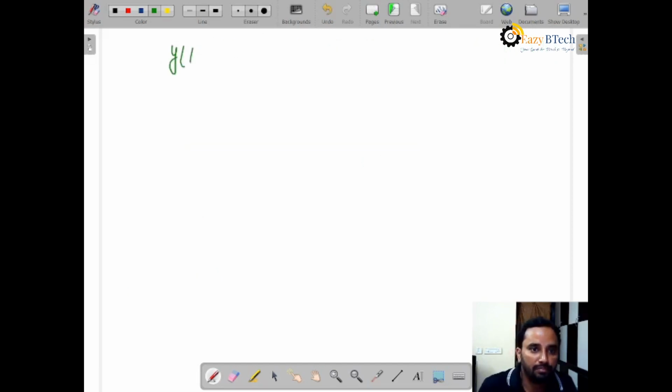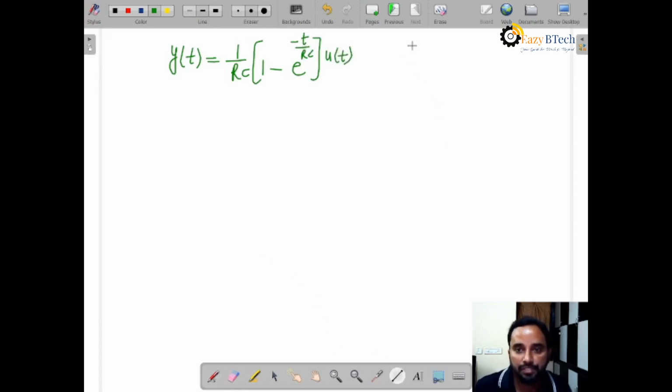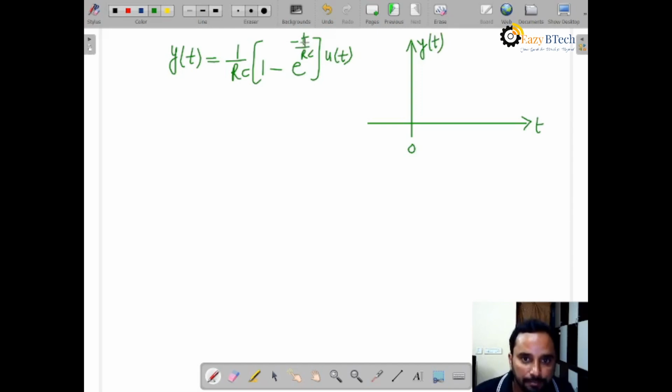So the y of t expression we have is 1 by RC into 1 minus e to the power minus t by RC, u of t. If you plot this, here the x-axis is time and the y-axis is y of t. If you take t value 0, e power minus 0 is 1, so 1 minus 1 is 0. And if you take t value infinity, e power minus infinity.